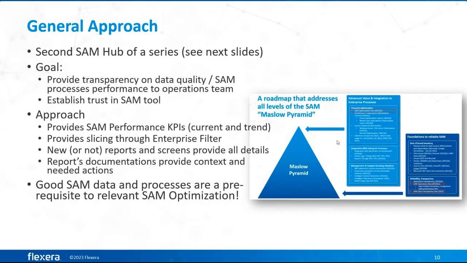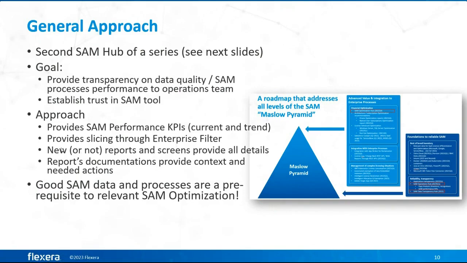So that's really about understanding the issues, potentially establishing trust. And to do this, there is a set of performance KPIs, current and trend. The ability to analyze more and slicing the data is provided by the hub. You will see this enterprise filter. And some reports, most of them are new, some were existing, for instance, that will support and provide the details.